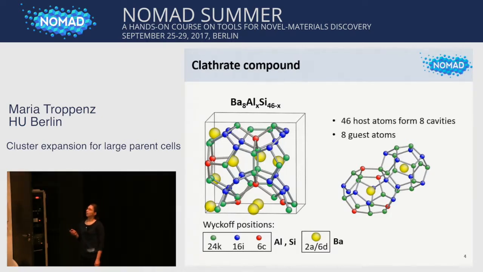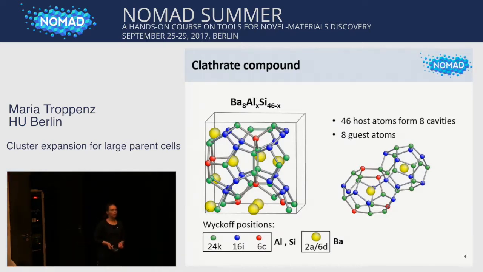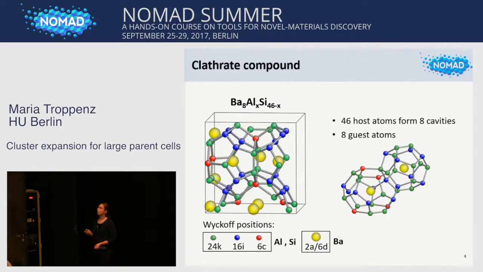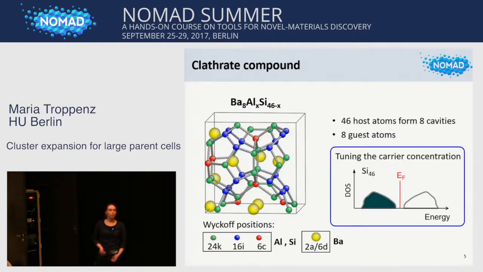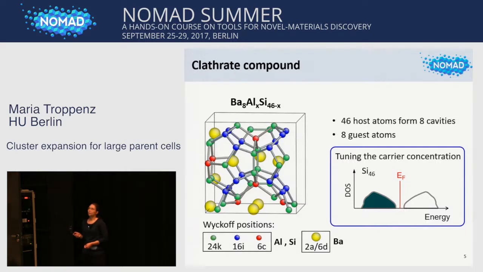In our case, we study the clathrate compound barium, aluminum, silicon, so barium as heavy elements as guests, and in the framework we have silicon atoms, and some of the silicon atoms are substituted by aluminum. Another important feature of the alloy structure is that one can tune the charge carrier concentration, and to count the charge carrier concentration in a simple manner, one can apply the Zintl concept.